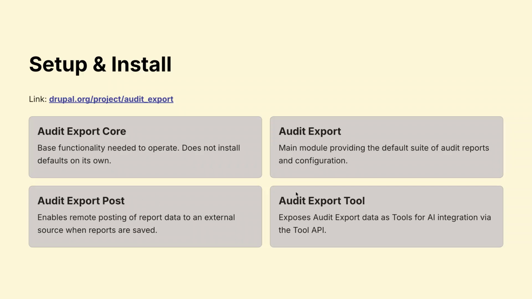There's the Audit Export tool module. This is a sub-module that you enable. It enables the tool API integration, so that turns that on. And then there's Audit Export Post, and that module is pretty simple. Whenever the reports run and get processed, it can post that data somewhere.